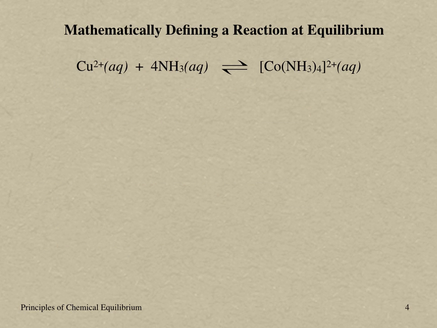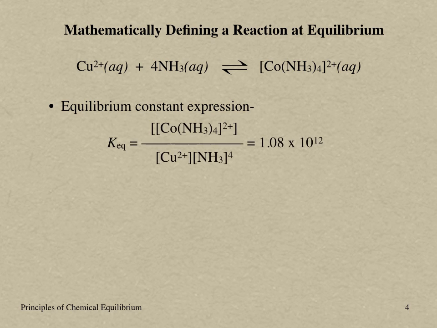Consider the following reaction that is at equilibrium, where copper ion is reacting with 4 ammonia molecules to form a copper-amine complex. But we could also say that the copper-amine complex is reacting to form copper ions and ammonia molecules, since both the forward and reverse reactions are occurring. This equilibrium may be defined mathematically by a value called the equilibrium constant KEQ. Note that the product appears in the numerator, reactants in the denominator, and any exponents are derived from the coefficients of the balanced equation. The value for this equilibrium constant is 1.08 times 10 to the 12th, a very large number indeed.